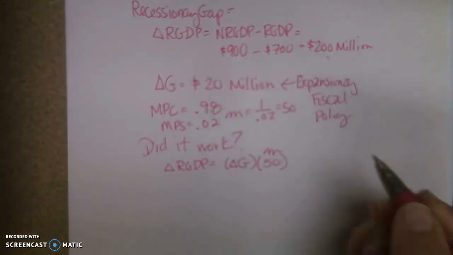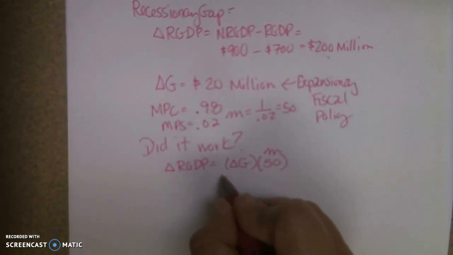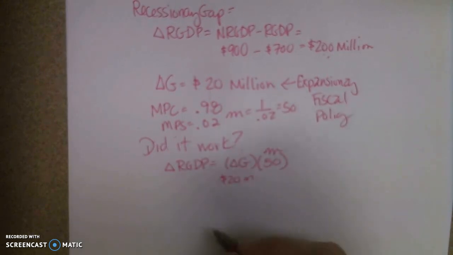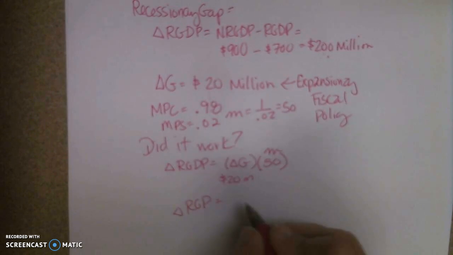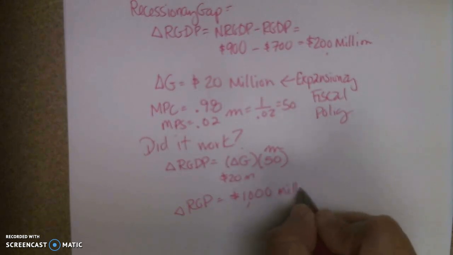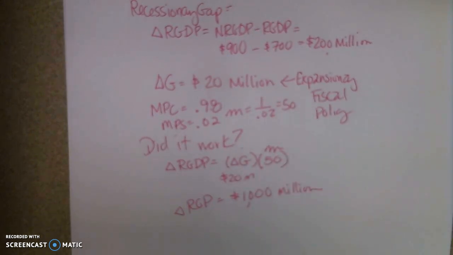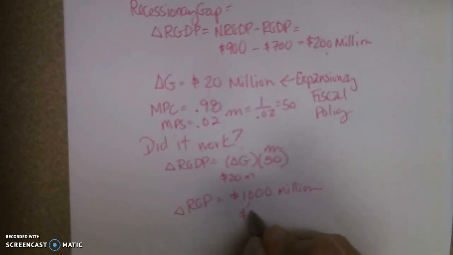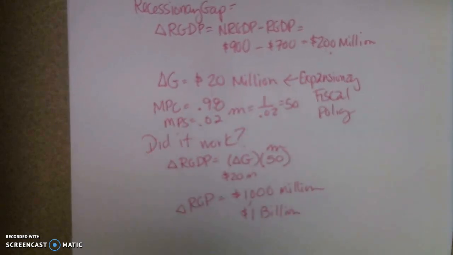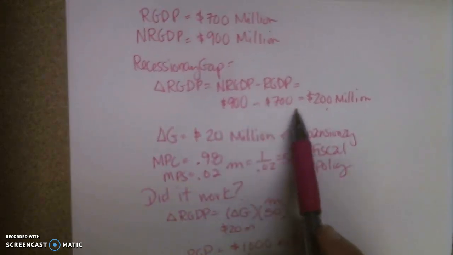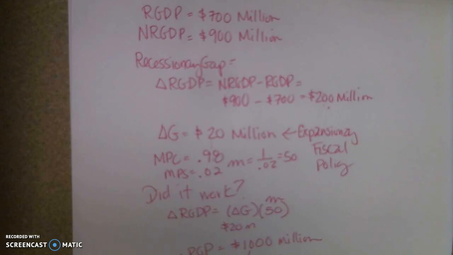All right, and again, that's just the multiplier. My change in government spending, I'm told, is 20 million. So I take 20 million times 50, and my change in real GDP equals 1,000 million, or you could write that as what? Right? 1 billion. Did I need 1 billion change? Did I need 1 billion? Nope. What I needed was a change of 200 million, and I got way more than what I needed to. And in doing so, it's going to push us over from a recessionary gap all the way into an inflationary gap.